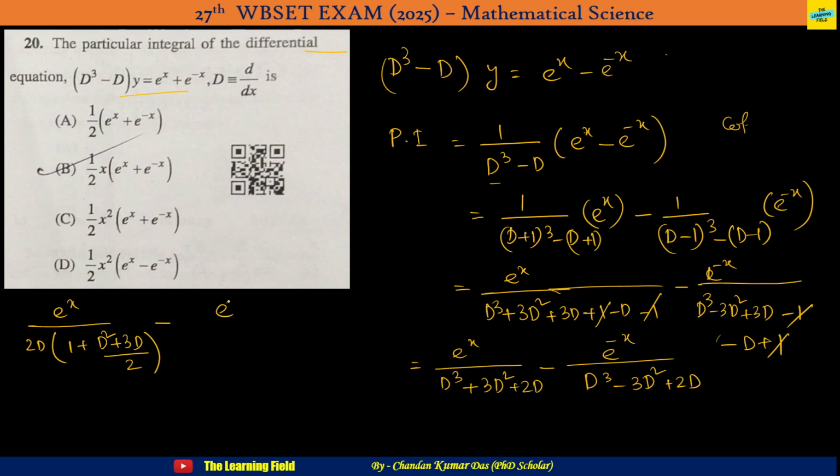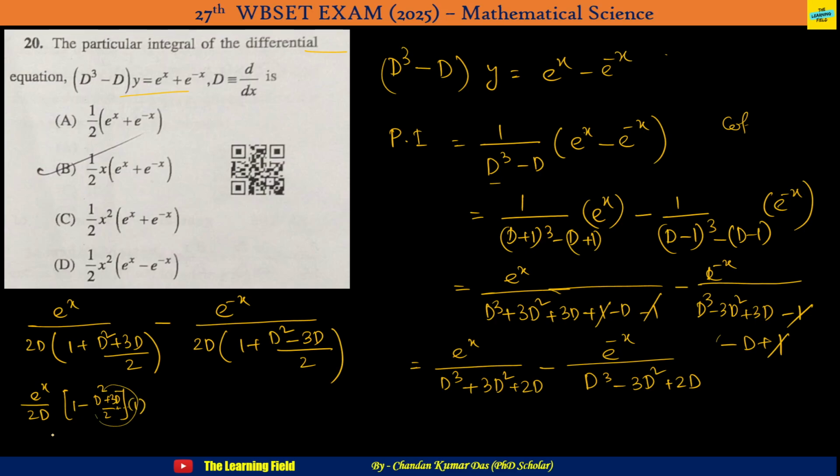And minus e to the power minus x by 2d, if we take 2d common, then we get 1 plus d square minus 3d by 2. Okay. Now we know simple inverse. So this will get e to the power x by 2d into this inverse. Inverse means 1 minus d square plus 3d by 2 plus dot dot dot, and operated on 1, and this will get actually 0.